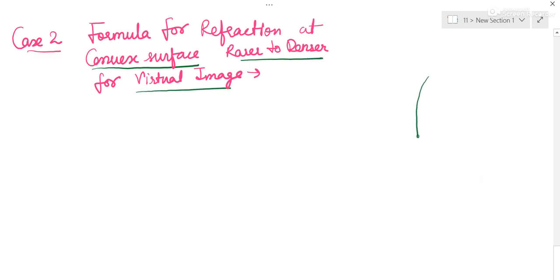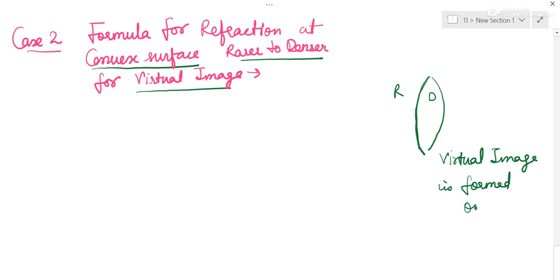So, we will make a convex lens. This is rarer to denser, so this is your surface. And virtual image is formed on the same side as that of object. Just remember this. And what is the order from rarer to denser? It is IOC. This is the order. So the order is IOC.